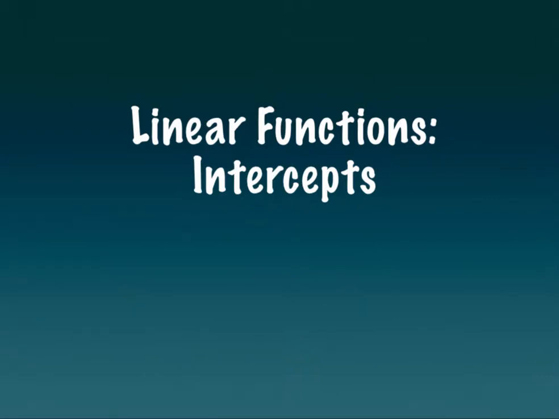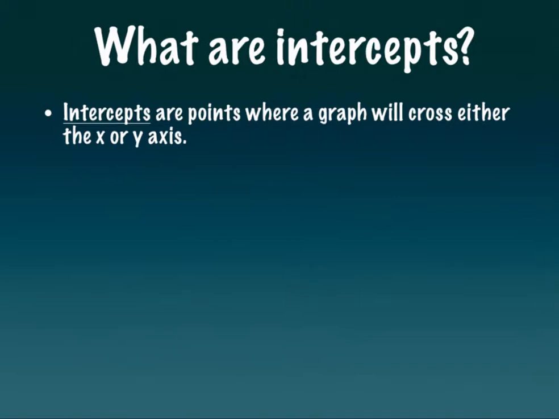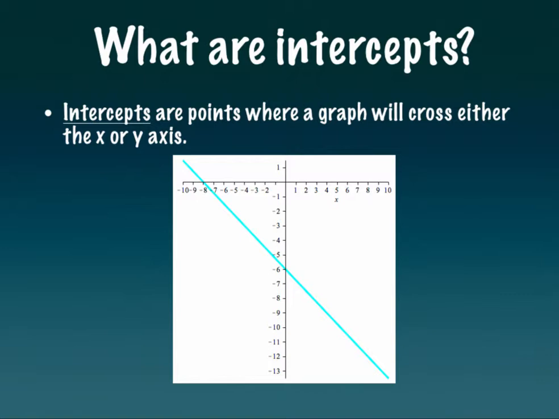In this lesson, we're going to talk about finding intercepts. So what exactly are intercepts? Intercepts are the points where my graph will either cross the x or the y-axis. Depending on the type of graph we have, we may cross an axis more than once. For now, let's look at the graph of a line.